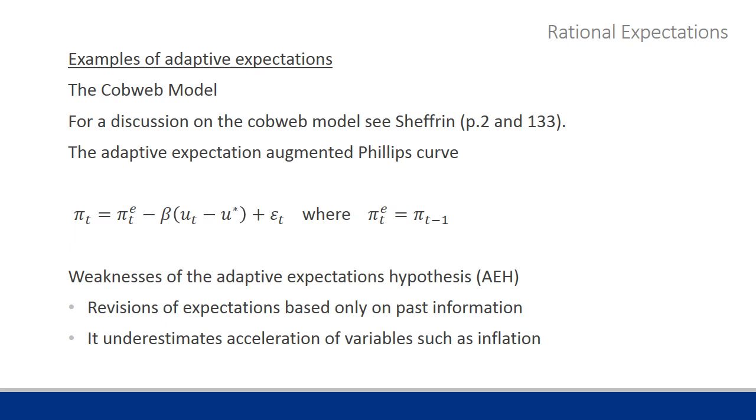Weaknesses of the adaptive expectations hypothesis, or something we call AEH, are that we are only using past information when we form our expectations. And is that realistic? Do we ignore the current period? Do we ignore policy announcements about the future? Also, if the inflation is accelerating and we are only using our previous mistake to update our expectations, then the forecast error will actually increase. So there's a problem also there for adaptive expectations.